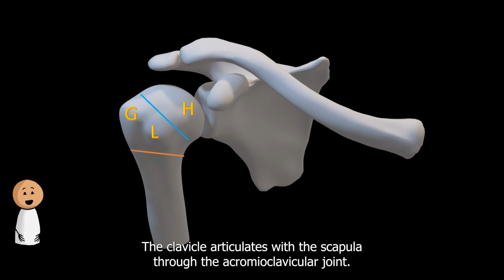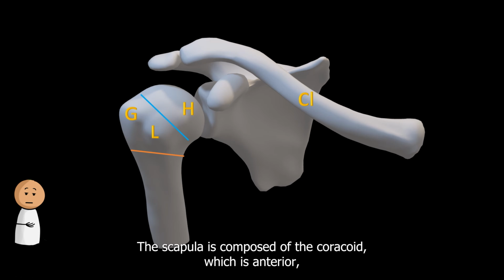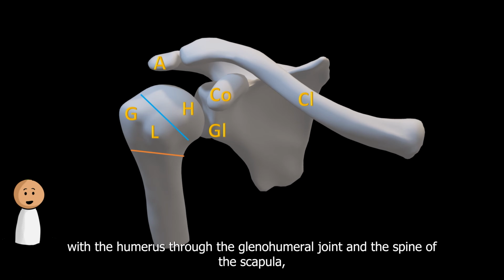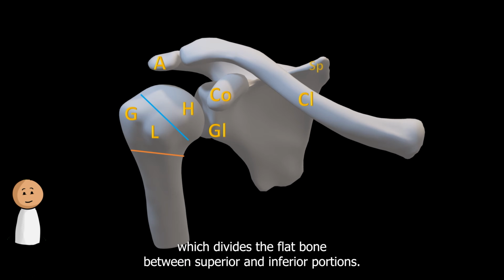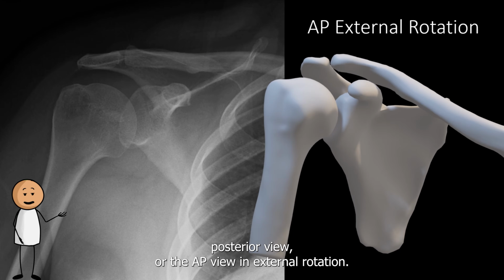The clavicle articulates with the scapula through the acromioclavicular joint and is held in place by the coracoclavicular ligaments. The scapula is composed of the coracoid, which is anterior, the acromion, which projects posterior, the glenoid, which articulates with the humerus through the glenohumeral joint, and the spine of the scapula, which divides the flat bone between superior and inferior portions.